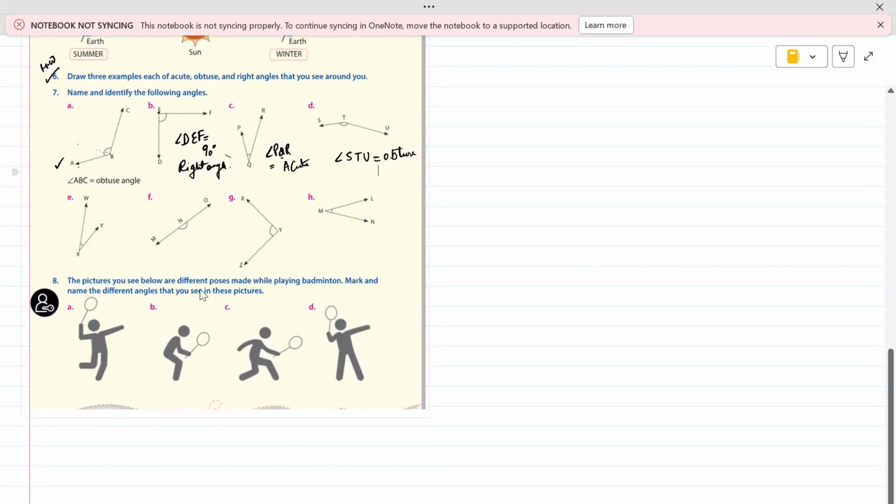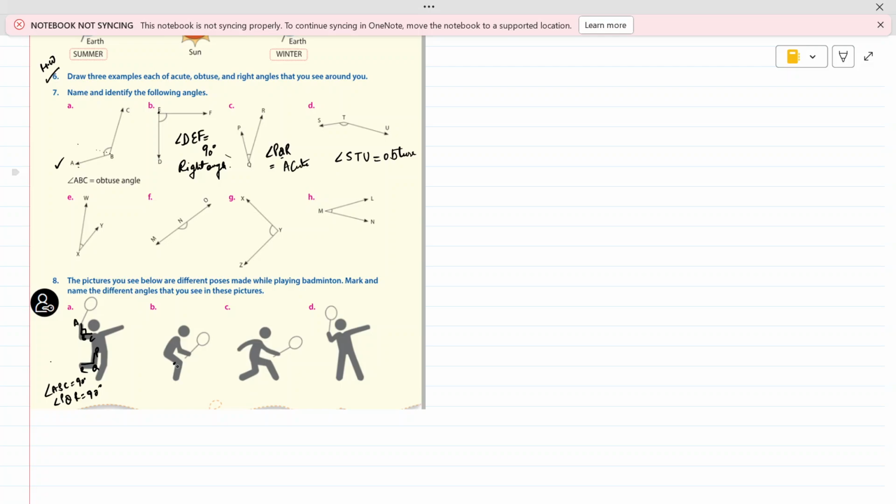Okay. Next, the pictures you see below are different poses made while playing badminton. Mark and name the different angles that you see in this picture. Okay. So kids, if I see this, this is one angle I have marked, and I'm naming this as ABC, where B is the point where the angle is. Angle ABC is 90 degrees. Similarly, we have one angle here. I'm naming this as PQR, and angle PQR is also 90 degrees in figure A. Okay, both the angles are like this.